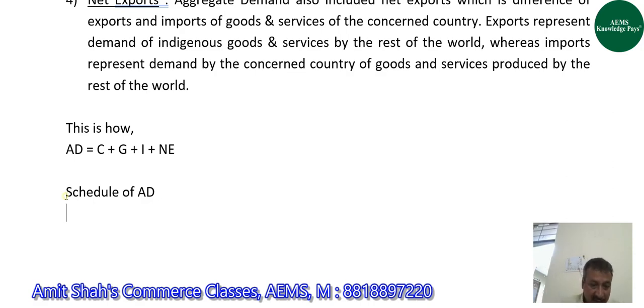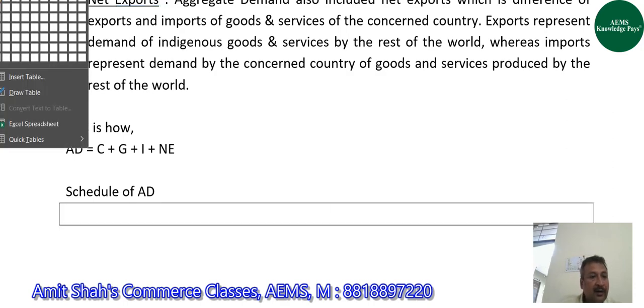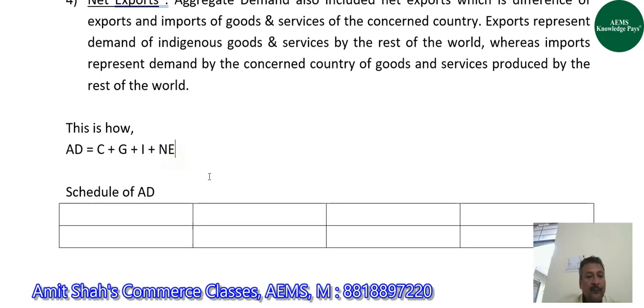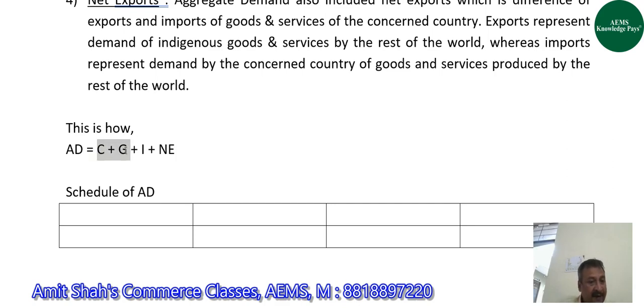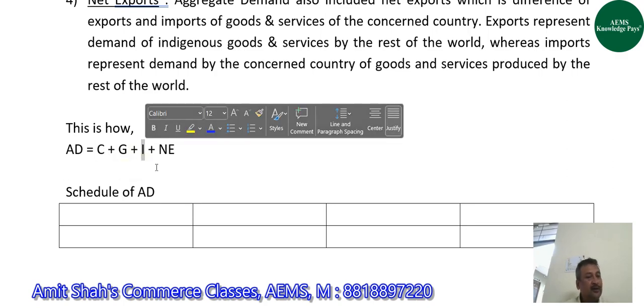First, let me explain the schedule of aggregate demand. Then I will write everything. You do not start copying now, guys, as we may have some changes in what I write here. We have also seen that aggregate demand can be represented by just two components, C and I. There, C is consumption expenditure on final goods and services by both private and government sector. I does not have any segregation. It includes investment expenditure by all the sectors.